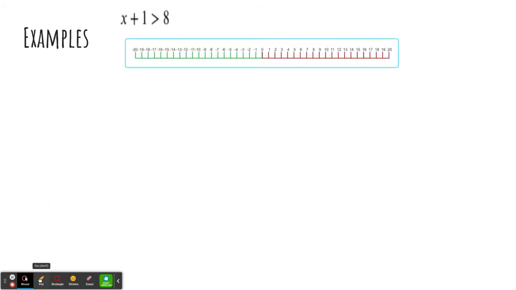Here's our first example. x plus 1 is greater than 8. We know it's greater than because it is facing the left, meaning the left is bigger. I'm going to rewrite it over here. x plus 1 is greater than 8. We solve it as if it said equals. So to undo addition, we subtract on both sides, and we get x is greater than 7.